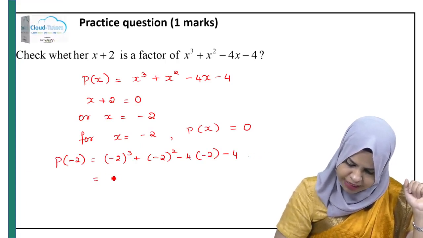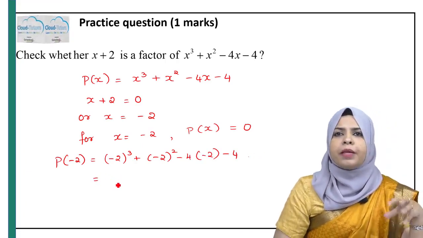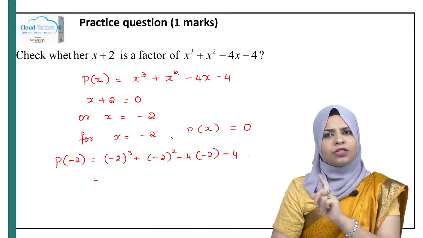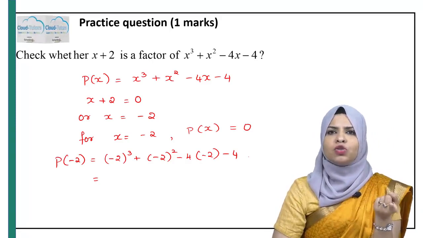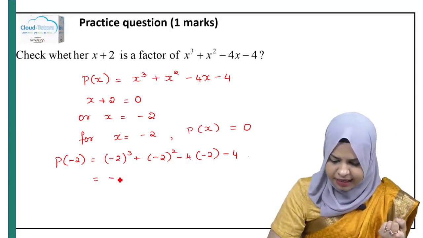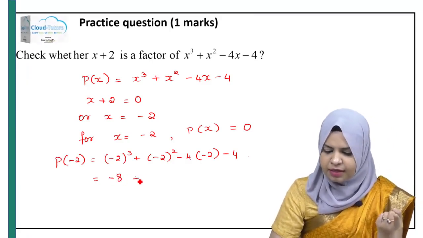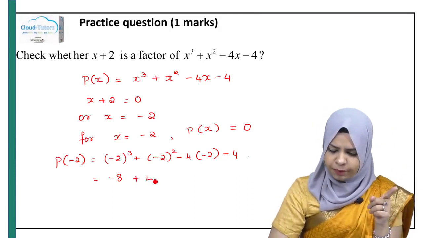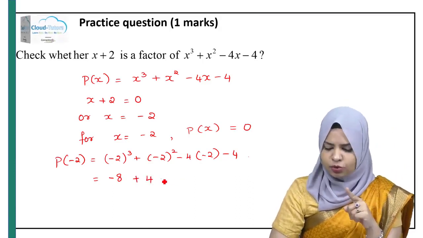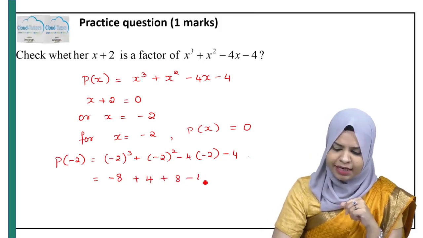So p of minus 2: minus 2 whole cube would be minus 2 into minus 2 into minus 2. That is minus 2 into minus 2 is plus 4, plus 4 into minus 2 is minus 8. Plus minus 2 whole square is minus 2 into minus 2, that is plus 4. Minus 4 into minus 2 is plus 8 and minus 4.